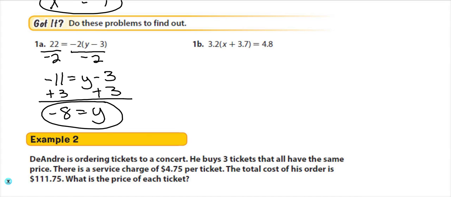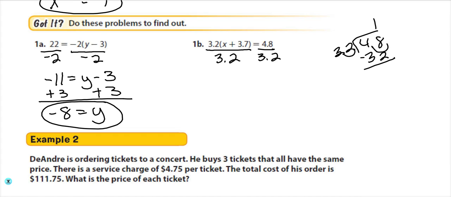All right, let's take a look at 1b. We need to divide by 3.2. So I have 4.8 divided by 3.2. Move that over. That goes in one time. 16 left over. Bring in a 0.